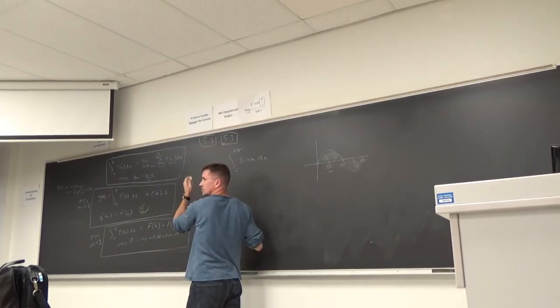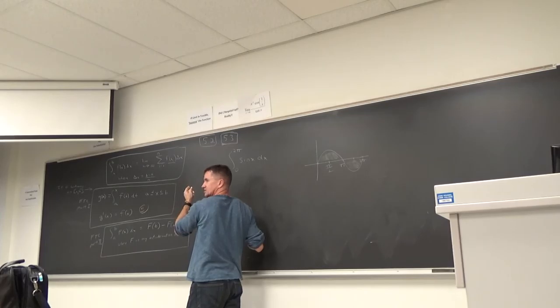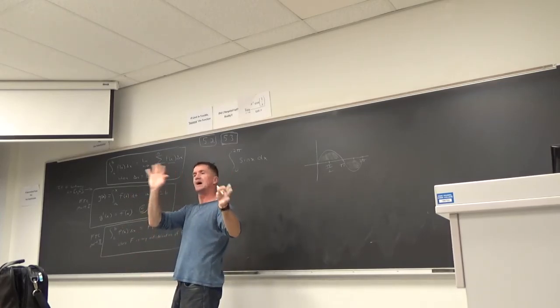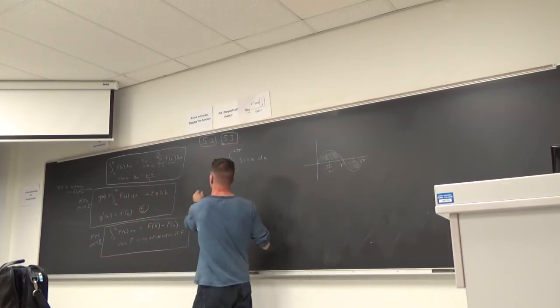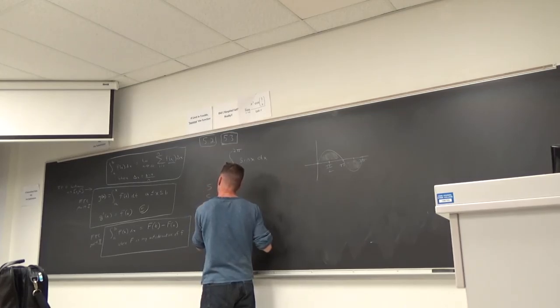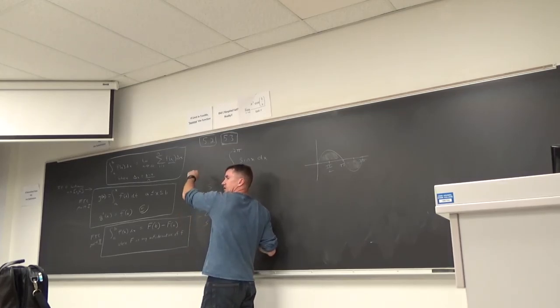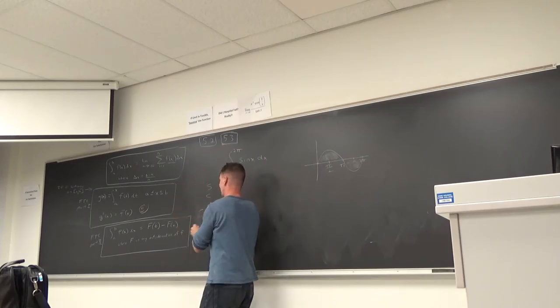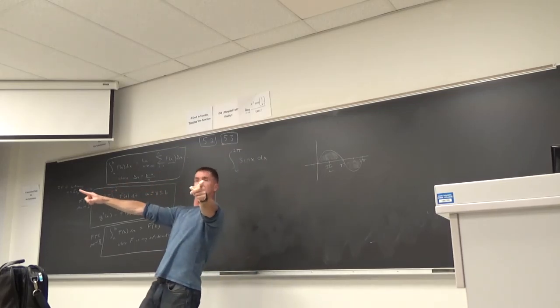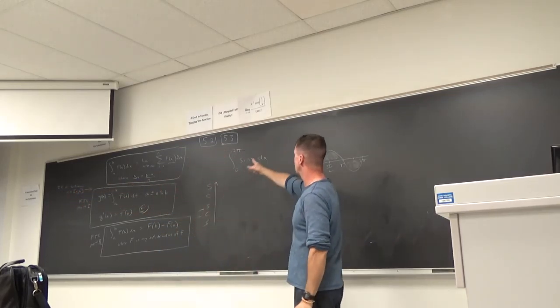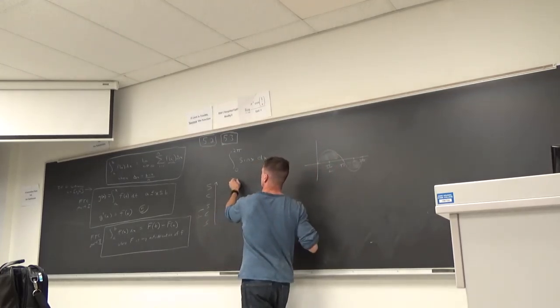Antiderivative of sine: is it negative cos? Is it positive cos? Every calc student mixes these up. We don't want to mix one up on a test, so S, C, S, which way are we going for integral? Up, right? Going up for integral. So the antiderivative of sine is negative cosine x.